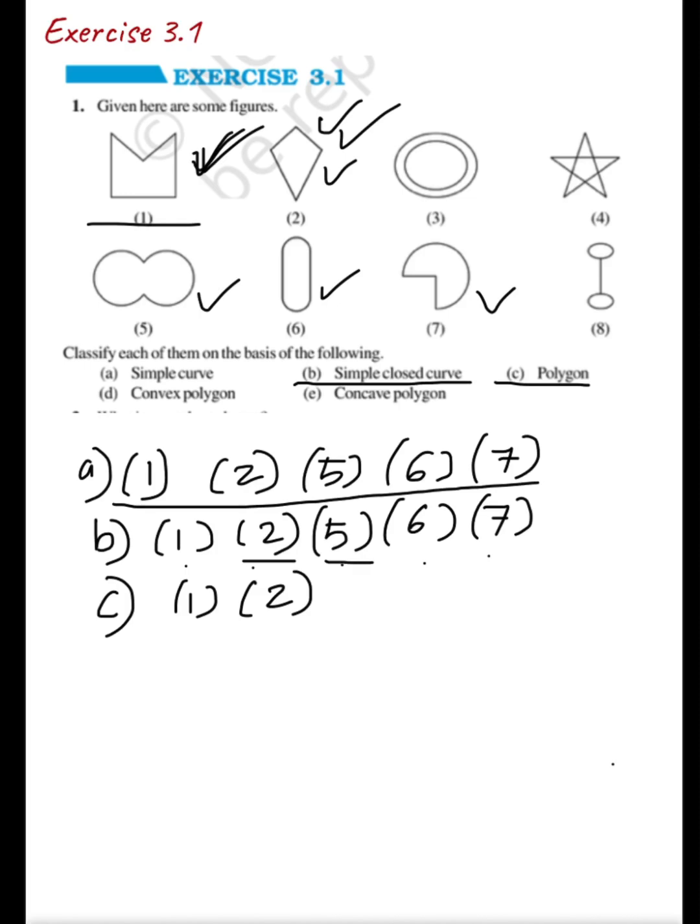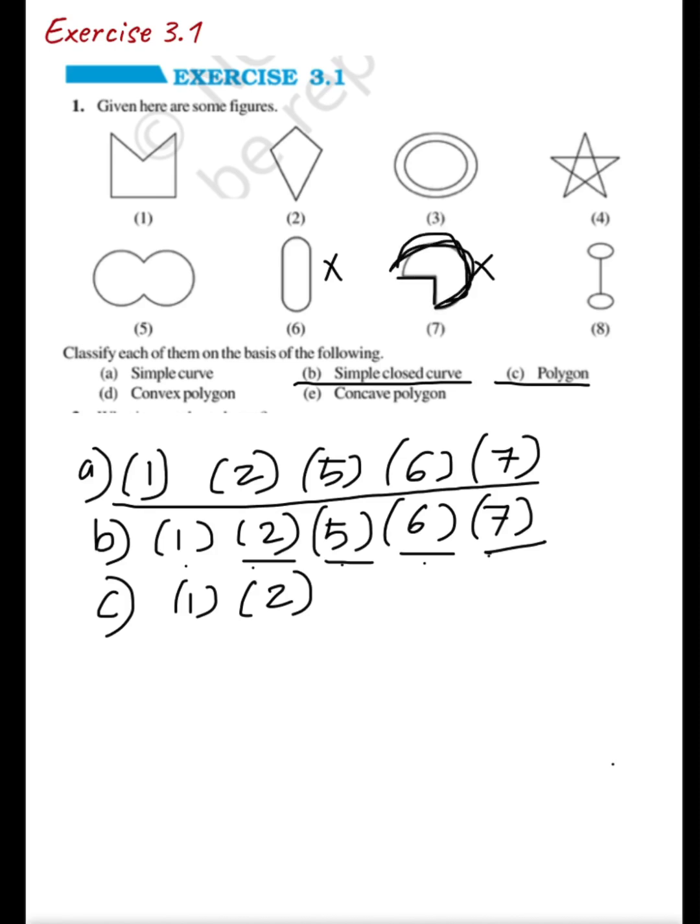Now the fifth one. Is it made up of line segments? No, it's not made up of line segments. So it cannot be considered as a polygon. Now what about the sixth one? Here also you cannot consider it as a polygon. Why? No line segments. What about the seventh one? Here there are two line segments, but what about this? It's not a line segment. So it's also not a polygon. So only 1 and 2 are polygons. Now what about the next one?